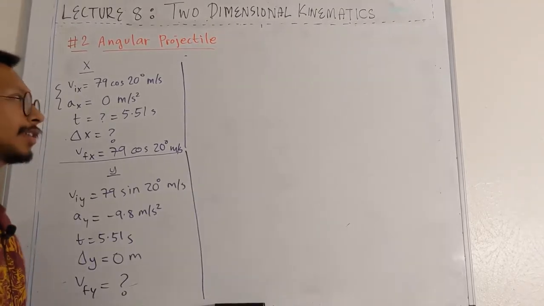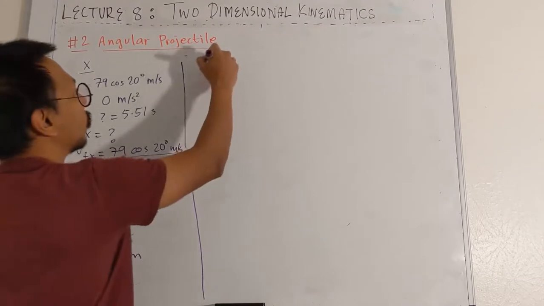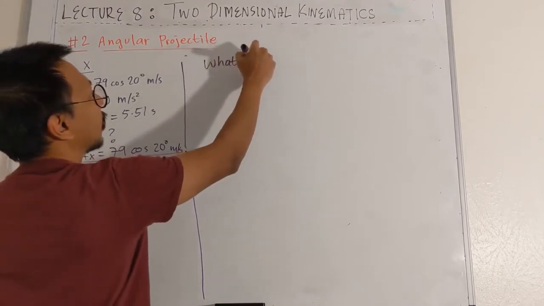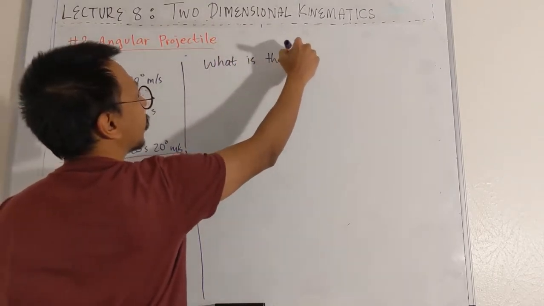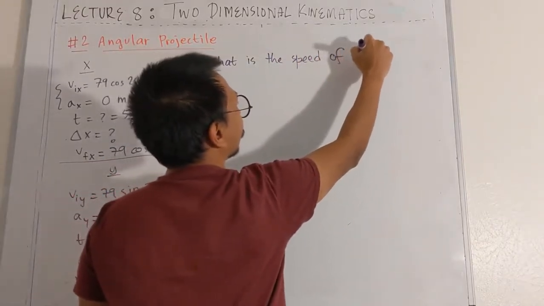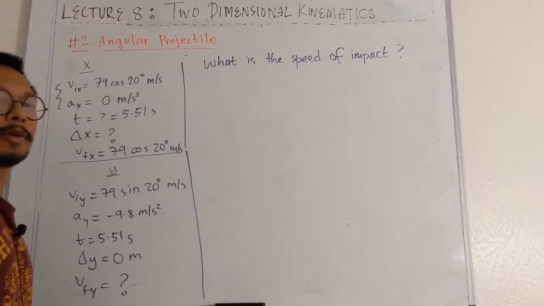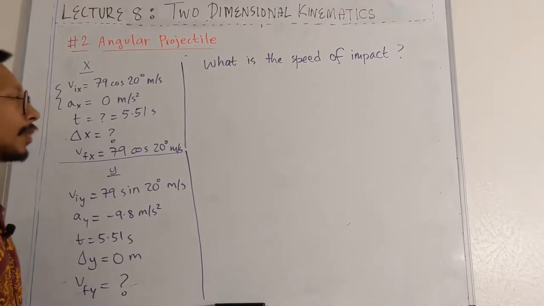Now, what if I asked you a bonus question? The bonus question goes like this. What is the speed of impact? So at what speed does the cannonball hit the other pirate ship?